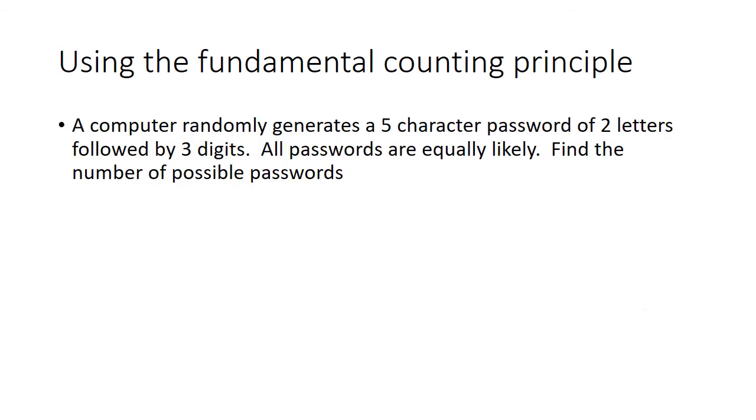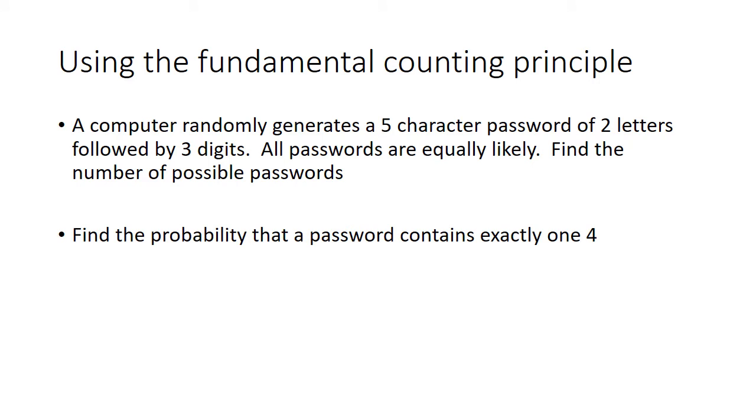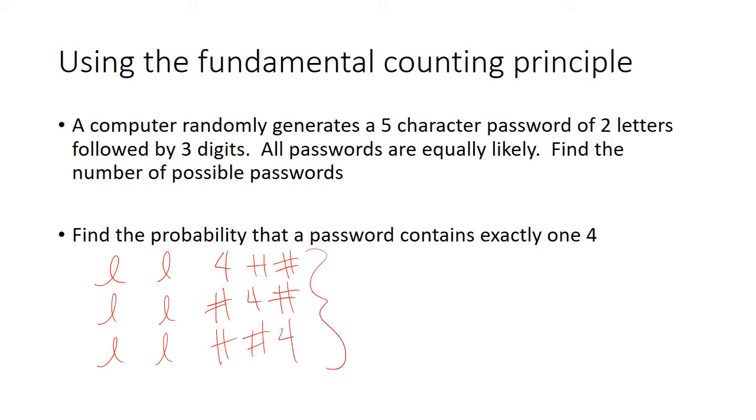So let's say we're still using the same computer generated passwords. Let's find the probability that a password contains exactly one 4. Now remember that there are 3 different places that a 4 can occur, and it doesn't say that it has to be the first digit or the second digit or the third digit. So you could have a letter, letter, then a 4 with two numbers after it. Or you could have a letter, letter, number, 4, number. Or you could have letter, letter, number, number, 4. So there are 3 different ways that we could calculate that.